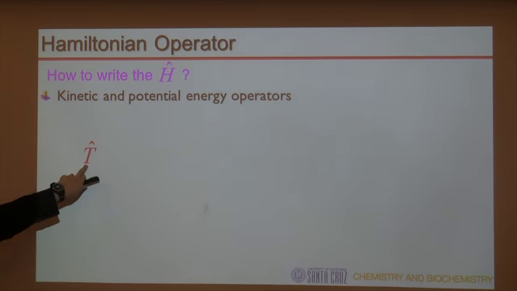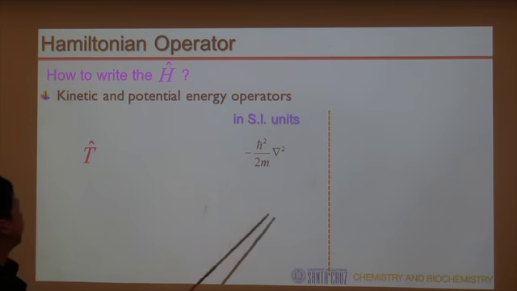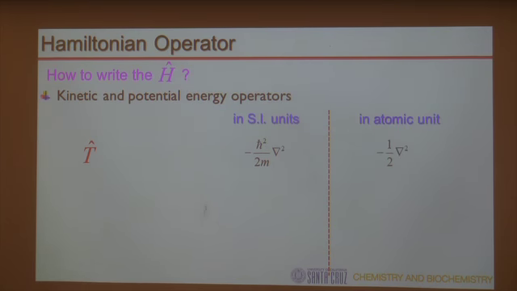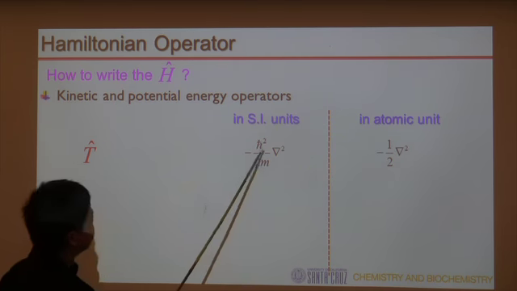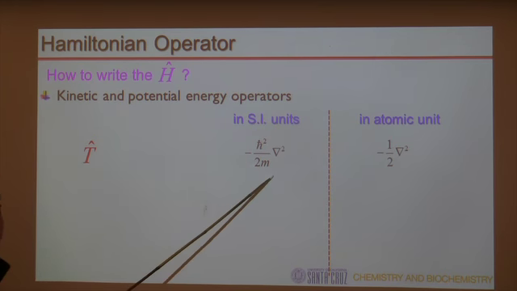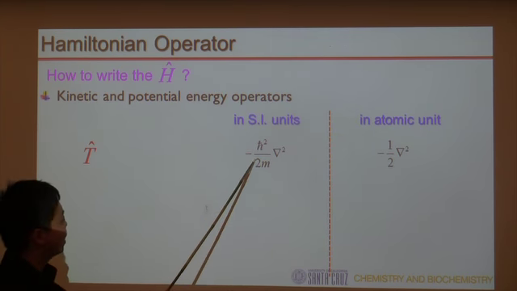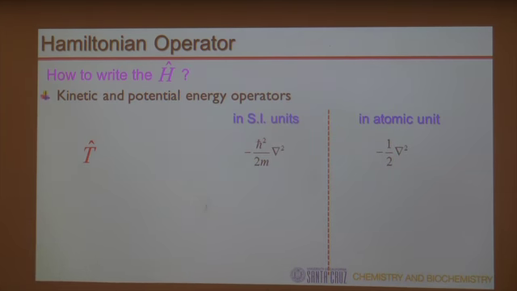For example, the kinetic energy operator. In SI units, we learned in chapter 3 that this is the kinetic energy operator. But we can also simplify it into atomic units, because in atomic units the mass of the electron equals 1, and H bar, h over 2 pi, the reduced Planck constant, is also 1. So we can reduce it to this.